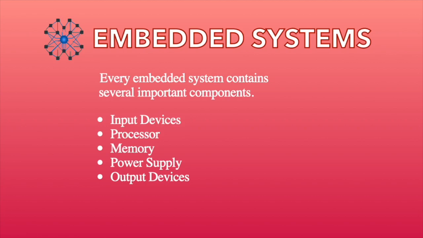The power supply provides electrical energy to all components of the embedded system, allowing the device to function properly and continuously. Finally, the output device displays the result or performs an action based on the processed data. Examples include displays, motors, speakers, LEDs, and alarms. All these components work together to make embedded systems efficient, reliable, and useful in everyday electronic devices.